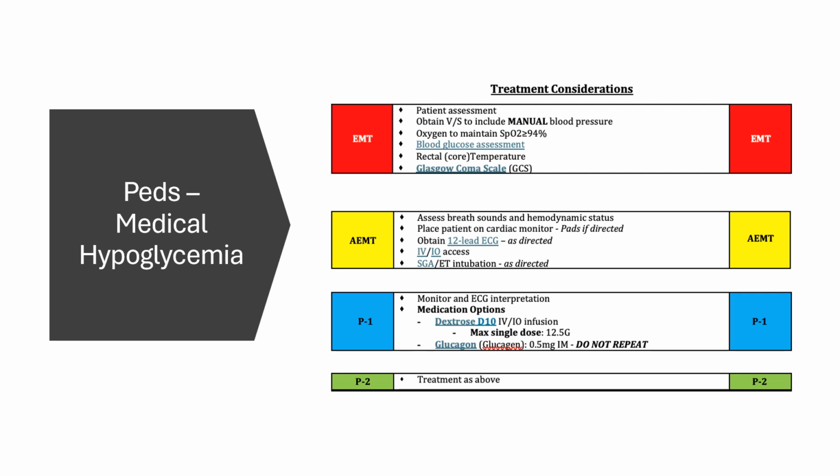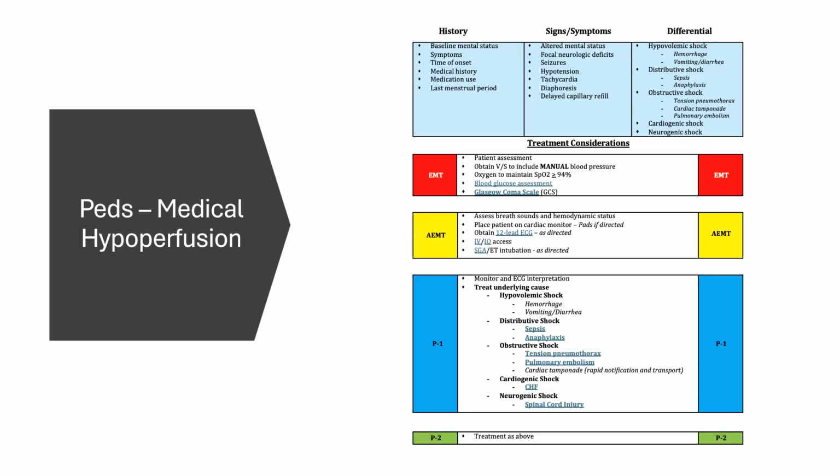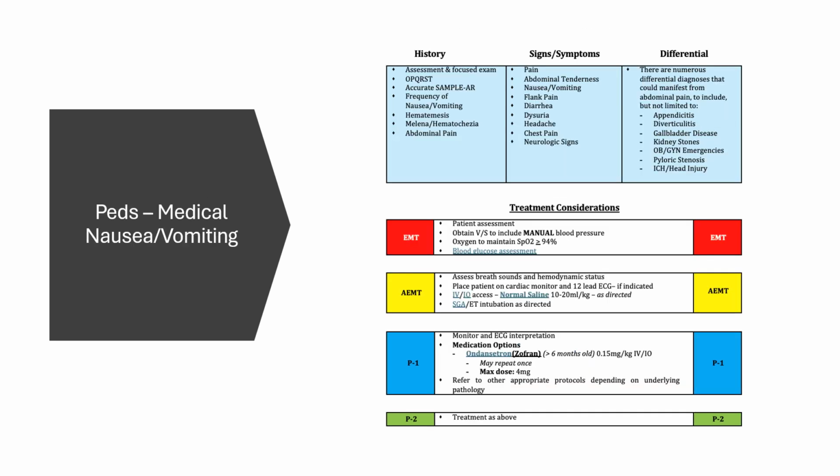All right, next slide. Hyperperfusion, same thing as adult. I go through the different causes of hyperperfusion. You can click the hyperlink to the next one. Next slide. Nausea, vomiting, Zofran. Dosing is a little different, as you can see there. You may repeat it once. Max dose is 4 milligrams. That's what you work up to.